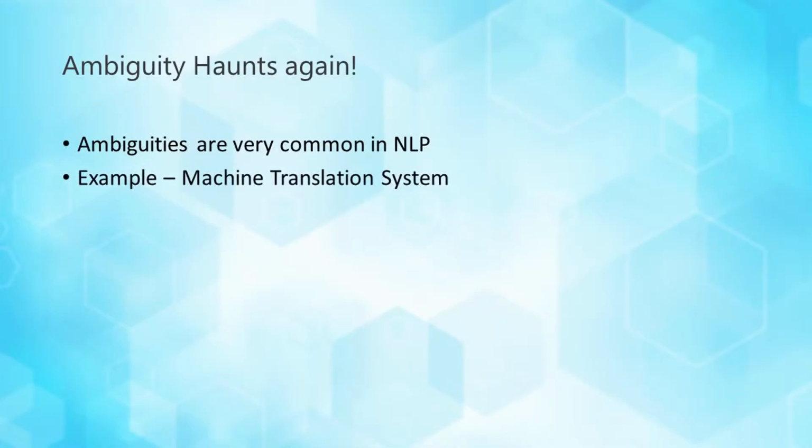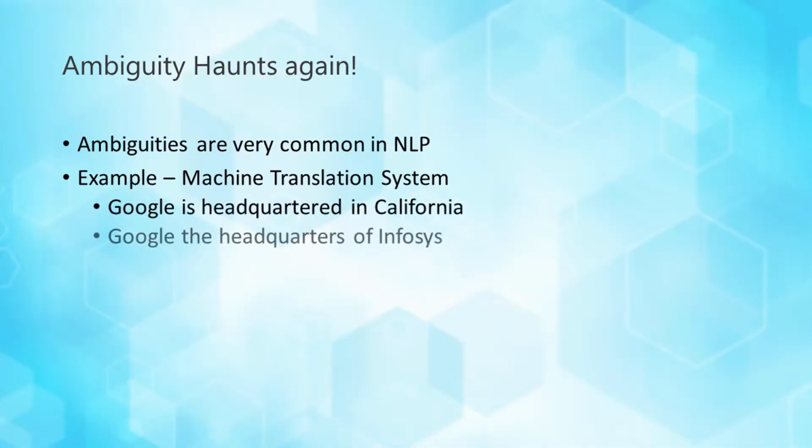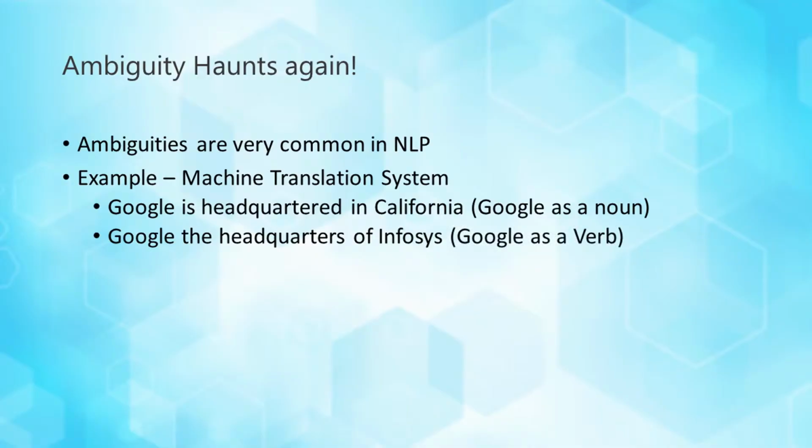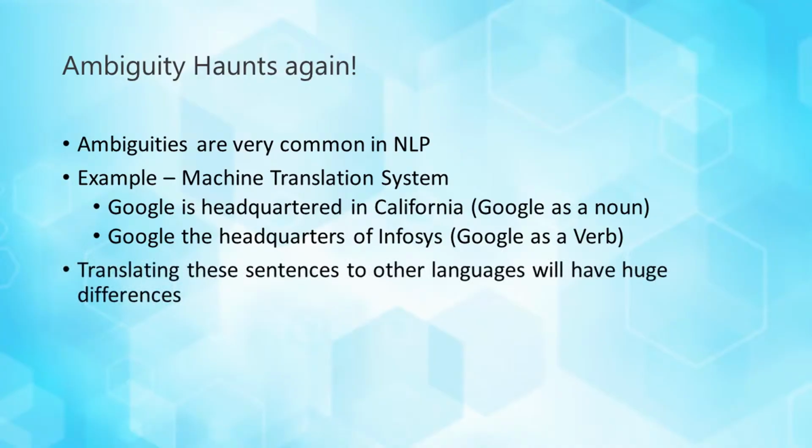That's correct. So let's say I was building a machine translation system and there were these two queries to translate. One, Google is headquartered in California, and two, Google the headquarters of Infosys. So here you can see the first sentence I've used Google as a noun, and in the second I've used it as a verb. And there's a pretty significant difference when a machine is going to translate these two sentences.